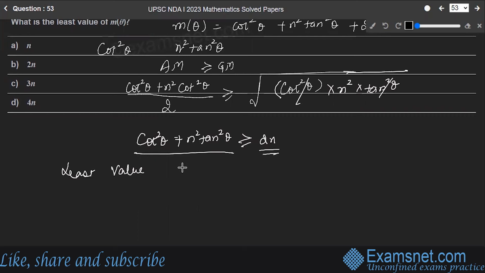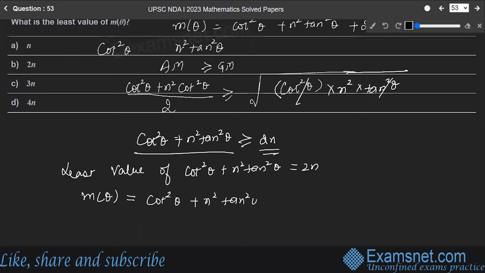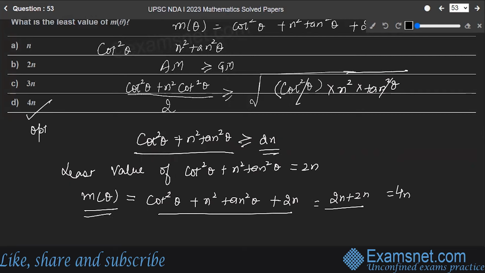All right. So that means the least value of cot square theta plus n square tan square theta is equal to 2n. But what was m theta? It was equal to cot square theta plus n square tan square theta plus 2n. So I'll add plus 2n on this side also. So the least value of this expression is 4n. The least value of the given expression, that is m theta, is 4n, and option D is the correct answer. Hope you got this. Let's move to the next question, number 54.